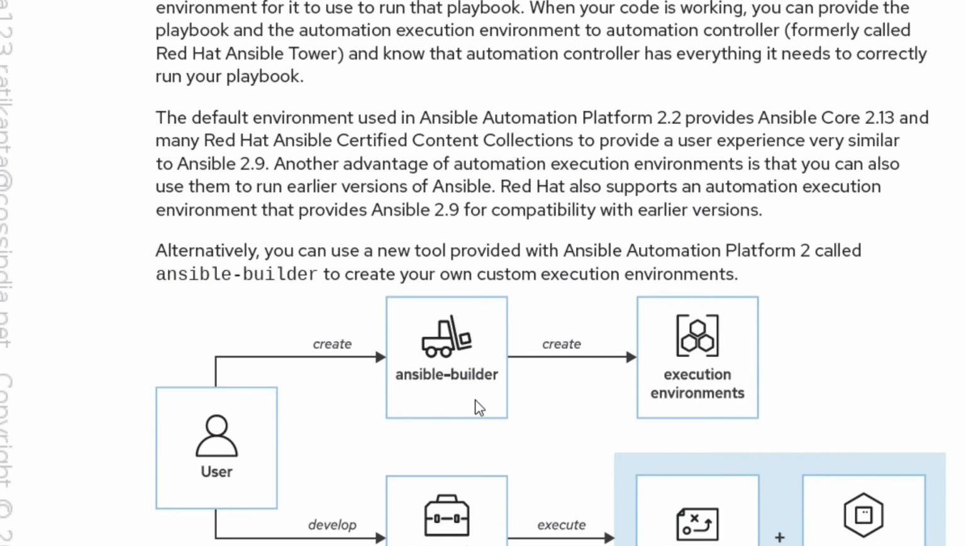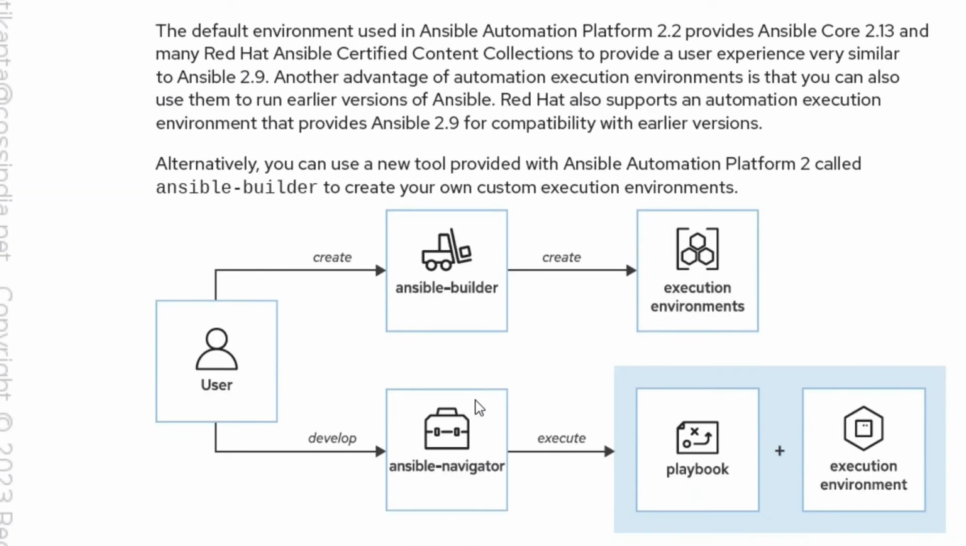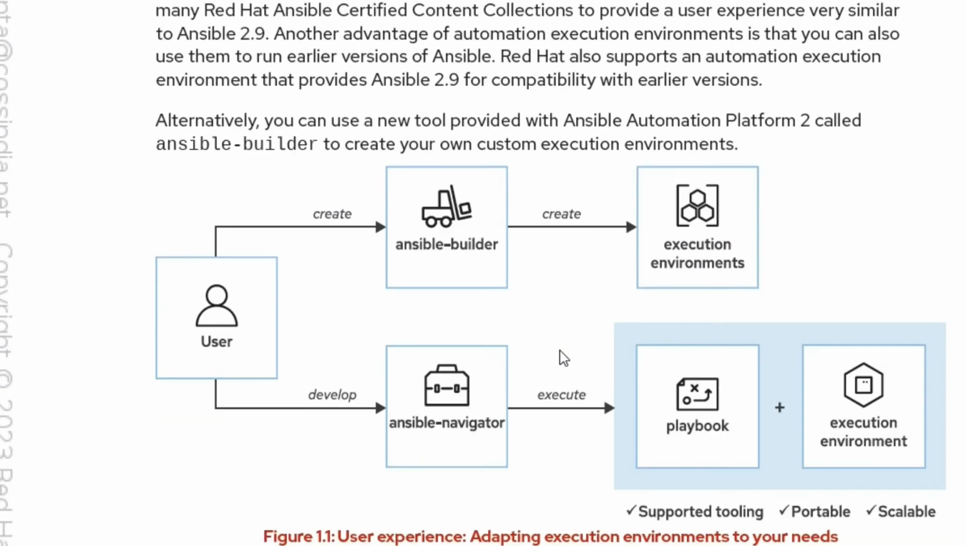So you can ask, instead of using the existing image, can I build my own image? Yes, this is possible. You can also build your own custom execution environment image. There is a tool they have introduced called Ansible Builder. Using this tool, you can develop your own image. This is just a container image. You just need to create an image using this builder tool, and that image you can use later on to run your playbook. By the navigator command, you can run your playbook on top of an execution environment or a container.